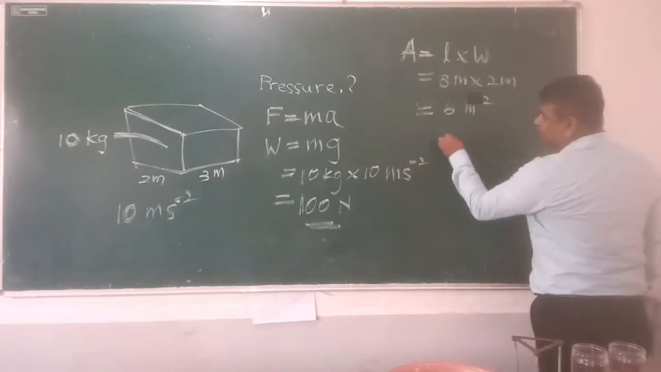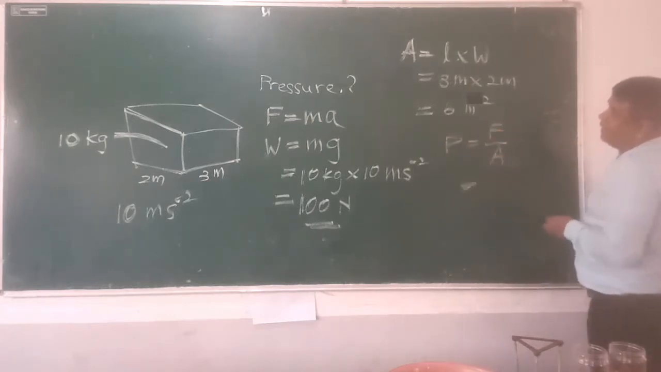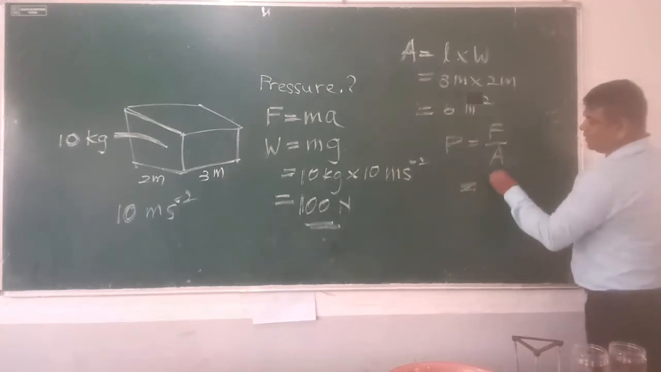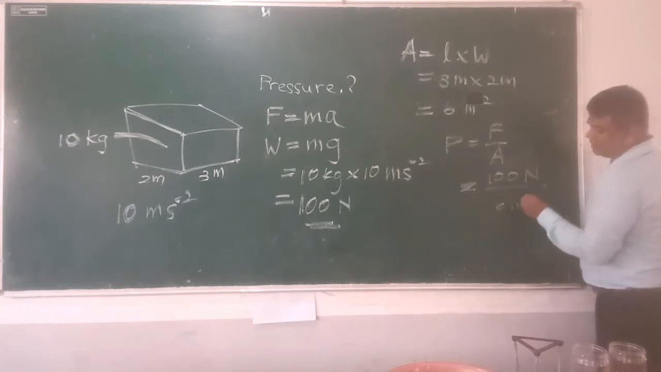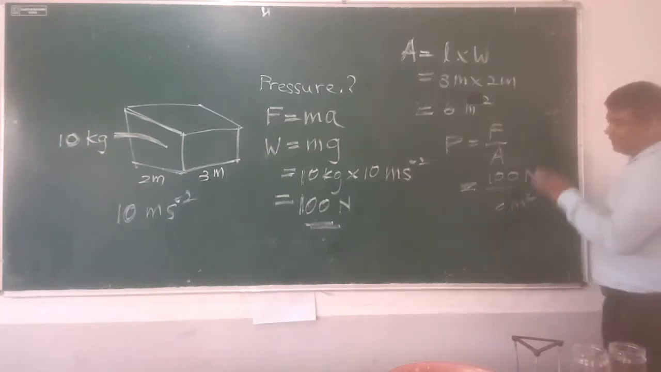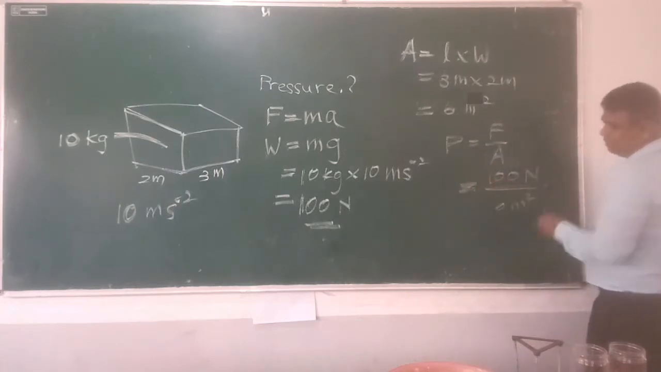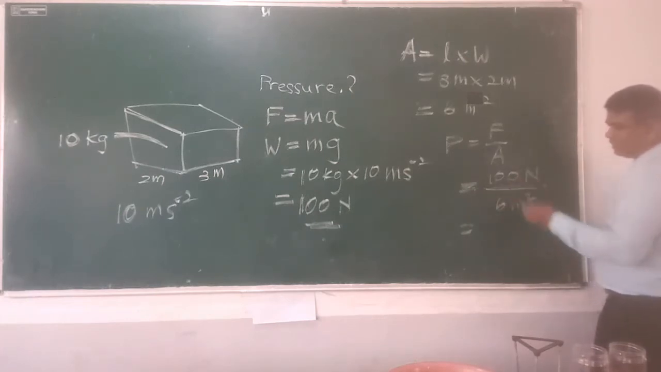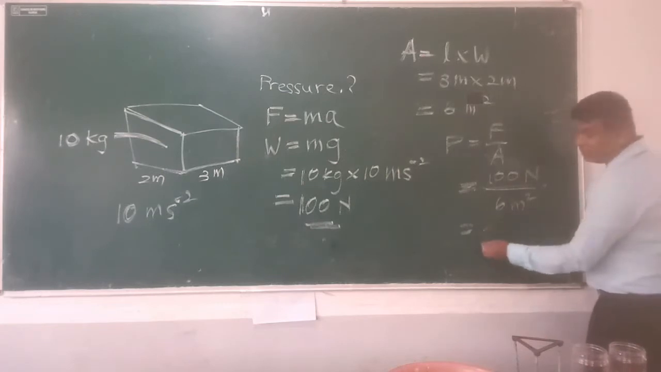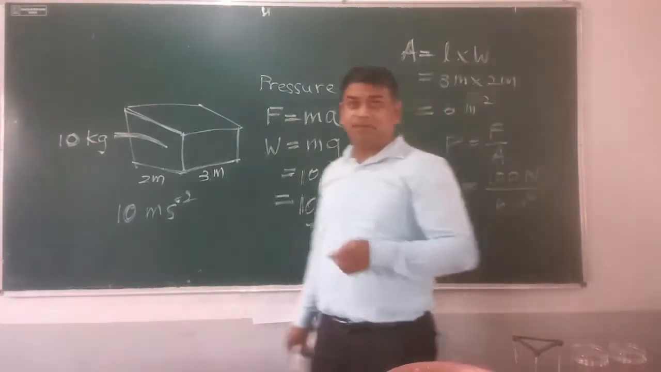Right. Then pressure equals force divided by area, and force is 100 newtons divided by area 6 square meters. The solution does not come as a whole number here. As a fraction, you can keep it: 100 divided by 6. If you divide 100 by 6, there will be a certain value. Then this is the theory that we want to prove through this.